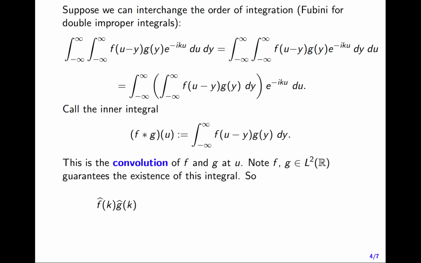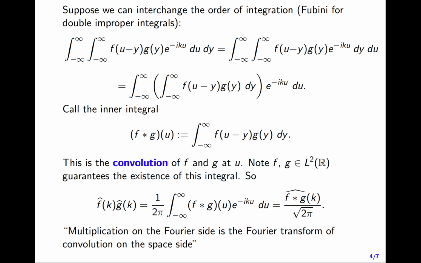And moreover, I've written now f hat of k times g hat of k is equal to 1 over 2 pi times the integral from minus infinity to infinity of f star g at u e to the minus iku du. And that is just f star g hat of k over root 2 pi. So I had to absorb one factor of root 2 pi into the Fourier transform, and I kept the other one out.